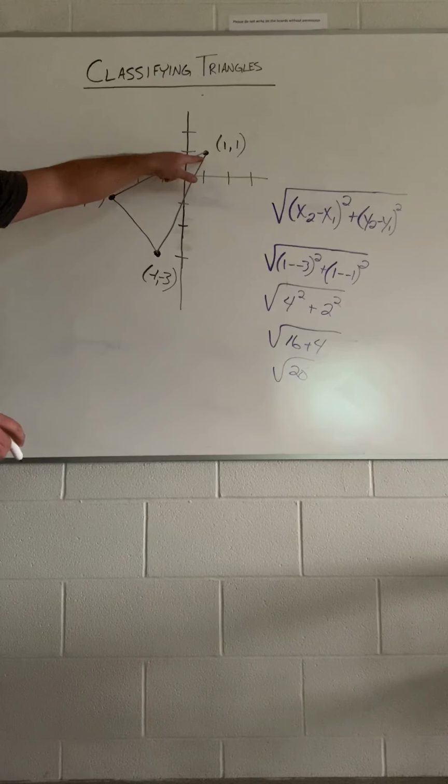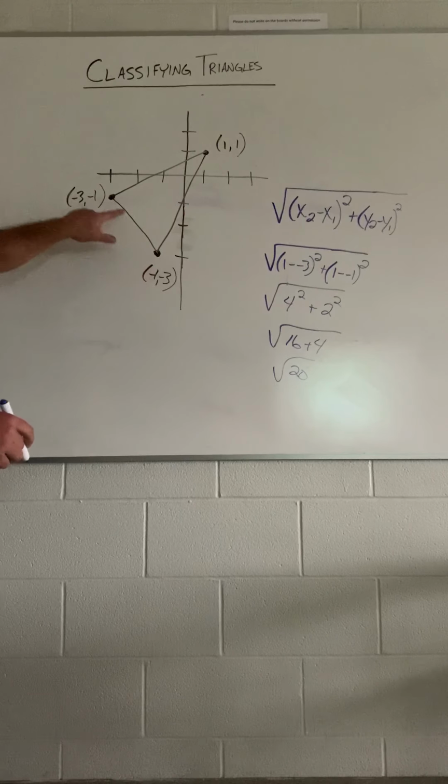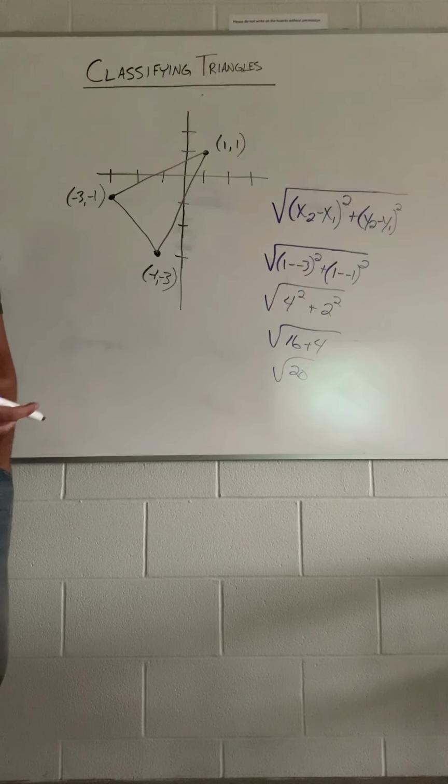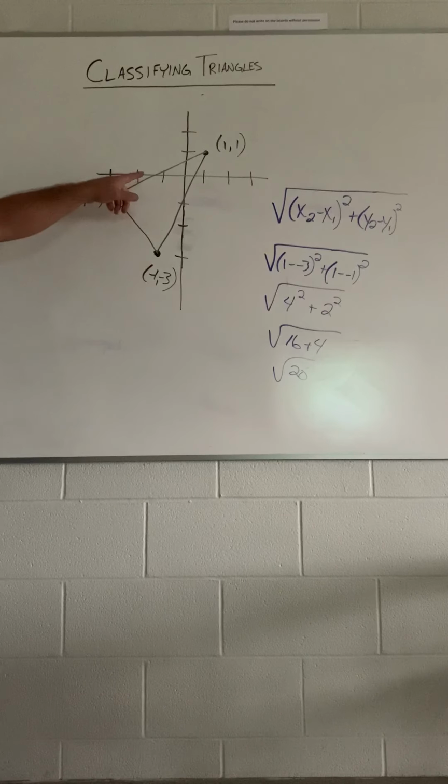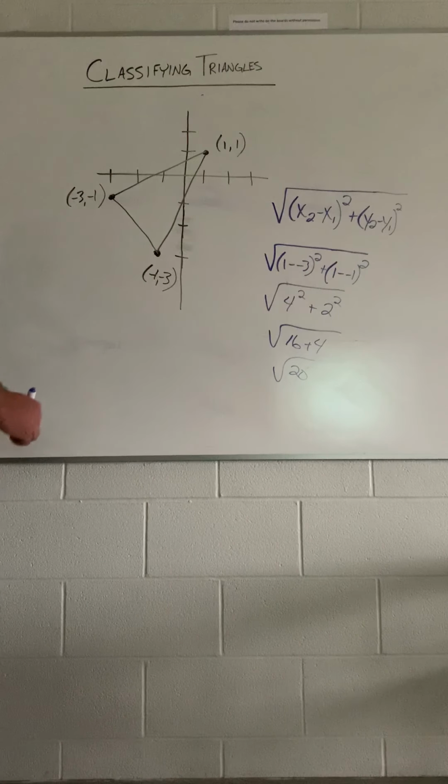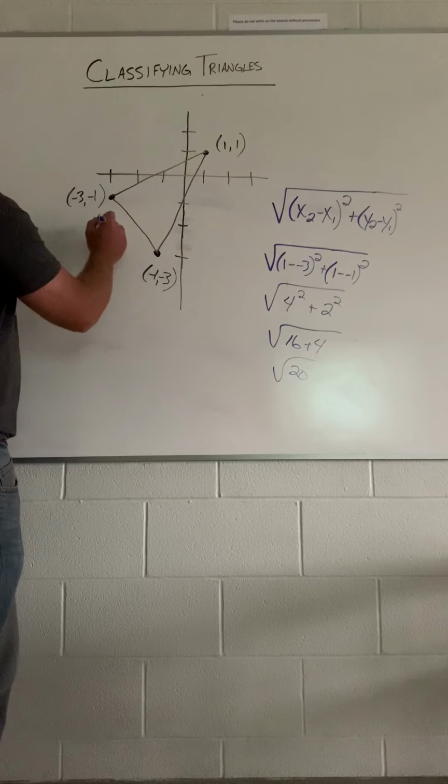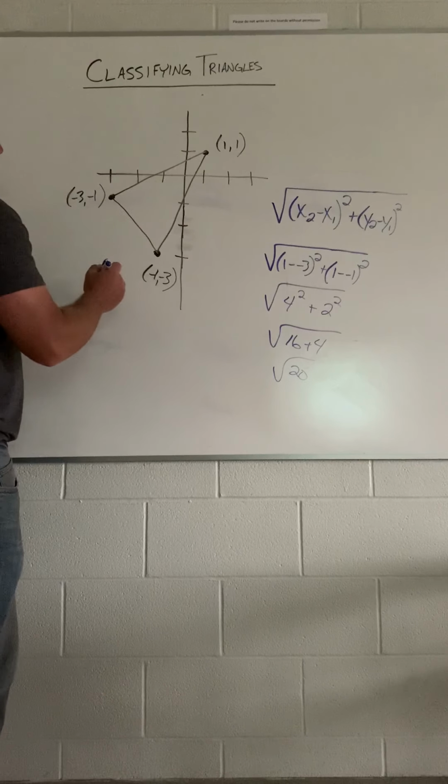Now I would have to do the same thing for this length and the same thing for this length. And I would compare. If all 3 sides were the same, it'd be equilateral. If 2 were the same, it'd be isosceles. Well, I'm going to do this a little different. I'm going to look at the change in y and the change in x.